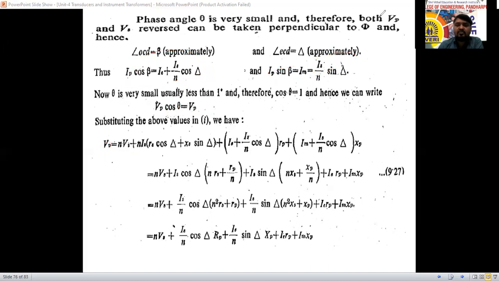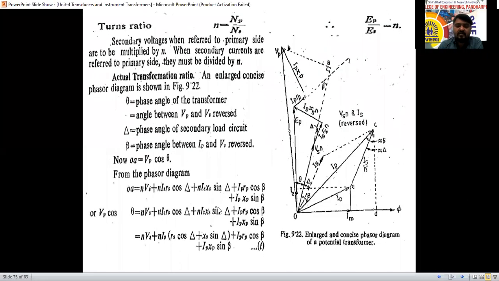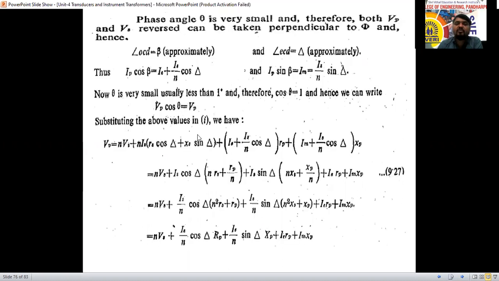NIS, we have substituted, that is RS cos delta, we have substituted here. NIS RS cos delta, XS sin delta, up to here we are keeping as it is. Only thing is IP also we are keeping as it is, where RP cos delta and XP sin delta. IP cos beta plus IP sin beta is there. On that place we are going to change here.